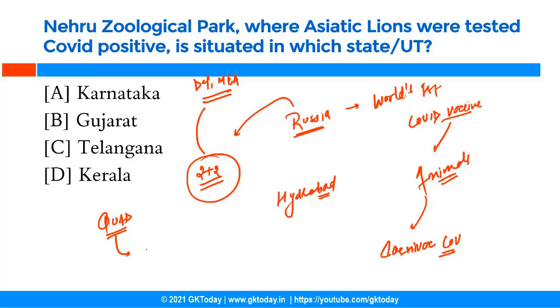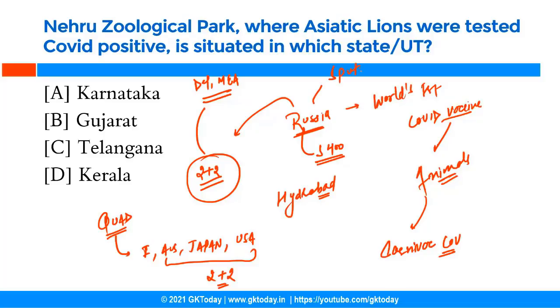Quad countries are India, Australia, Japan and USA. So with these three we have 2+2 level dialogue. Now Russia is going to be the fourth such country. Russia was also in news because of S-400 missile defense system. It was also in news as recently India approved Sputnik V vaccine from Russia.